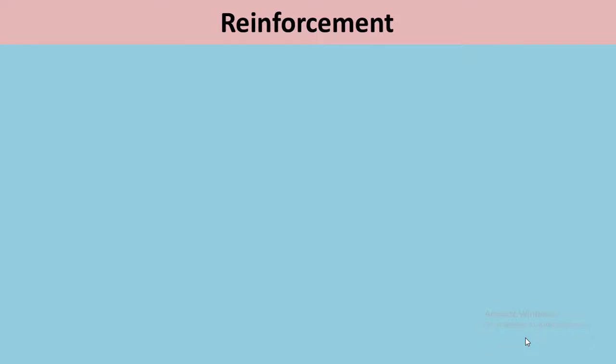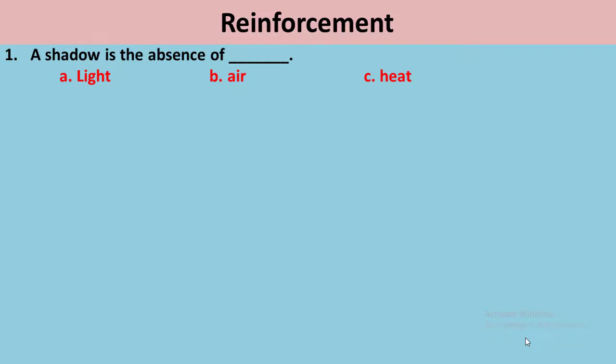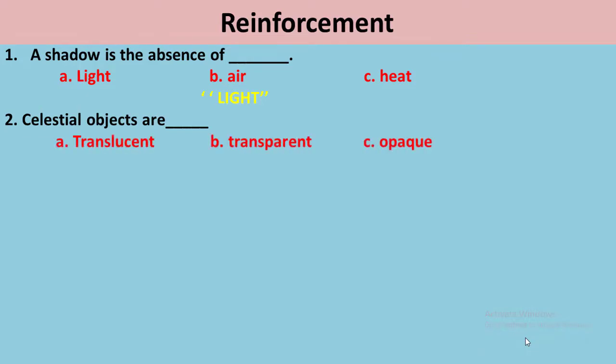Okay, now let's check out what you have learned from today's lesson. A shadow is the absence of dash: light, air, or heat. So the answer is light. Yes, the shadow is the absence of light. Next is celestial objects are dash. Are they translucent, transparent, or opaque? Yes, they are opaque objects.